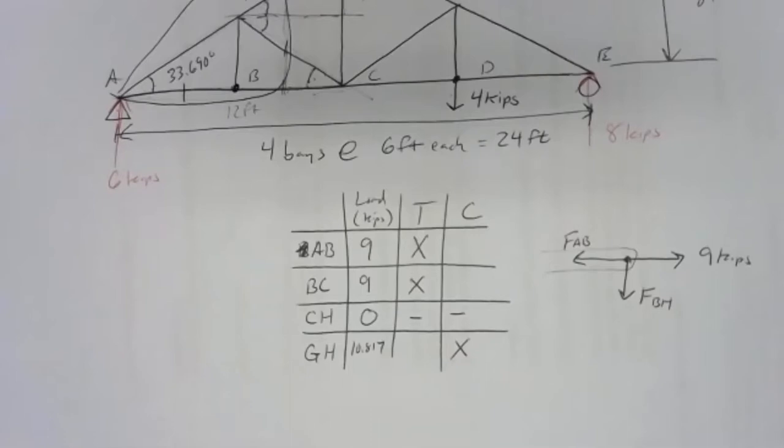So roof trusses can get a little complex. They can be a bit of a challenge to work out. Depending on how you make your cuts, you almost always end up with simultaneous equations to solve. So you've got to be able to deal with that. Any questions on that one?